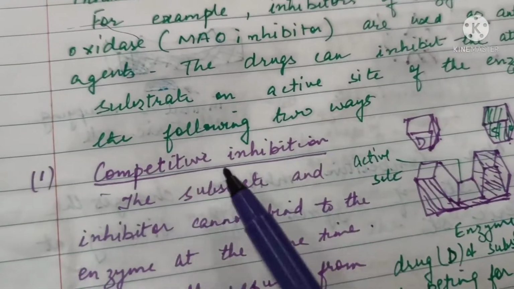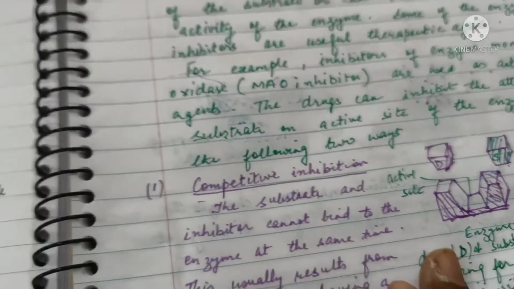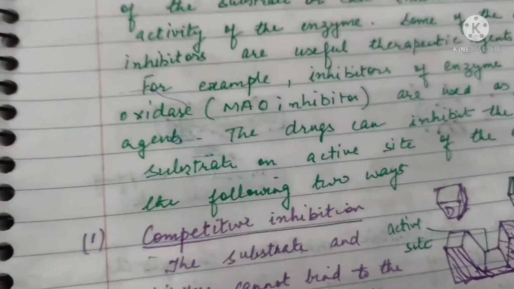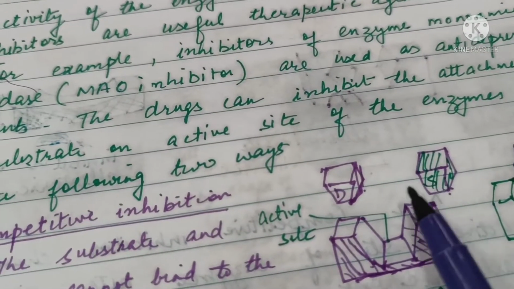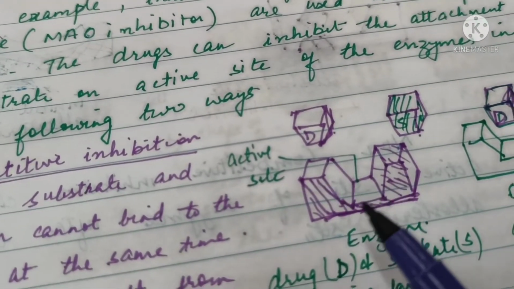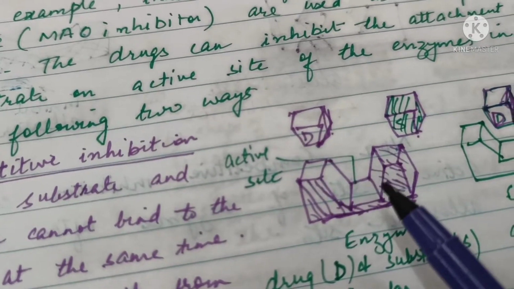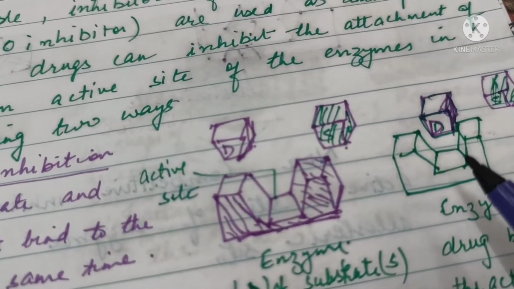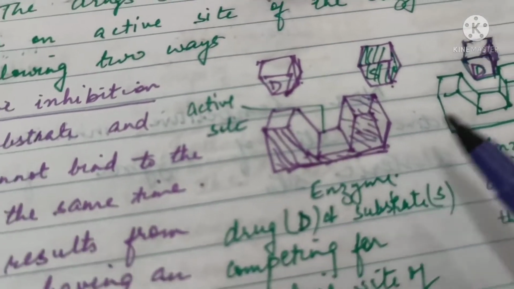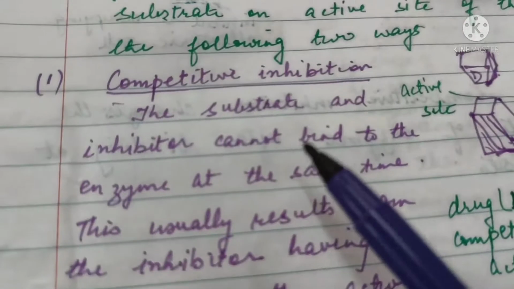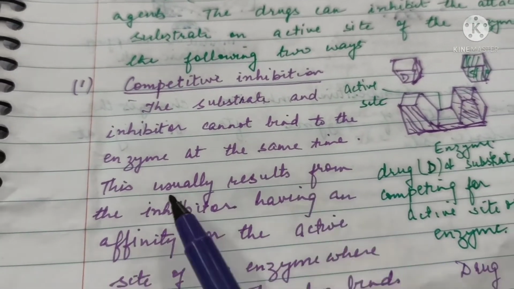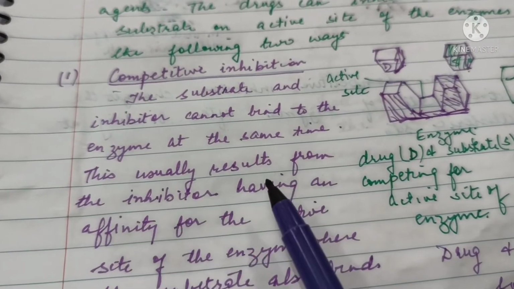The drugs can inhibit the attachment of substrate on the active site of the enzymes in the following two ways: either competitive inhibition or non-competitive inhibition. In competitive inhibition, the drug will compete with the substrate, and because it has a greater affinity for the enzyme, the drug will get attached and the substrate does not get the chance to attach and perform the biological reaction. So the drug will stop the substrate from being acted upon. The substrate and inhibitor cannot bind to the enzyme at the same time.